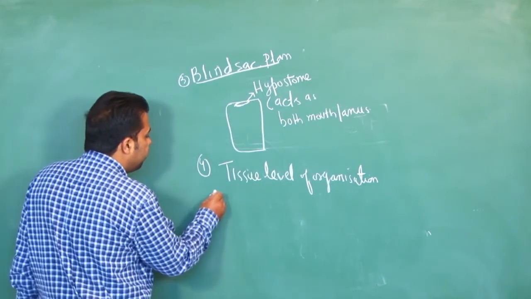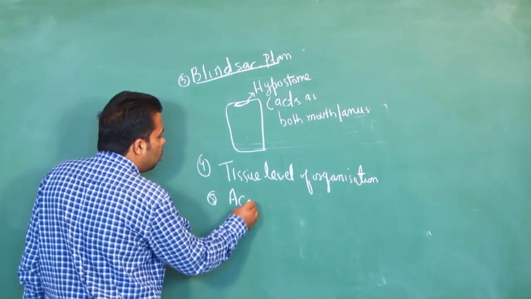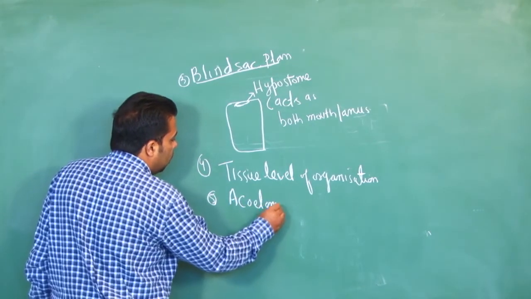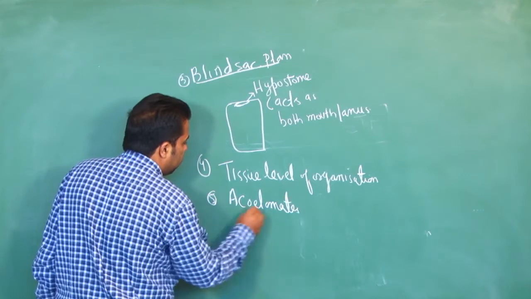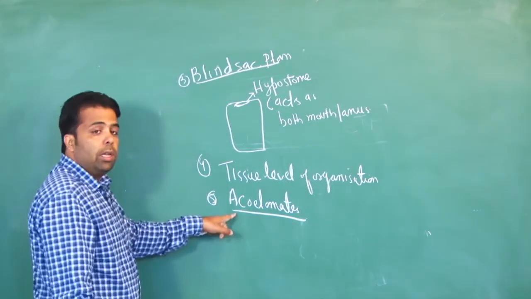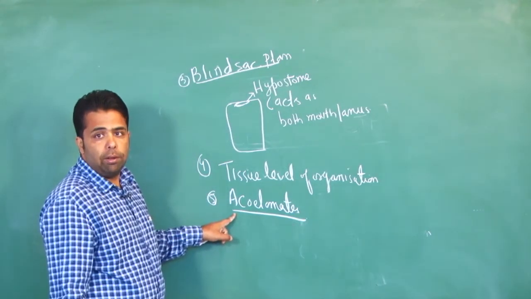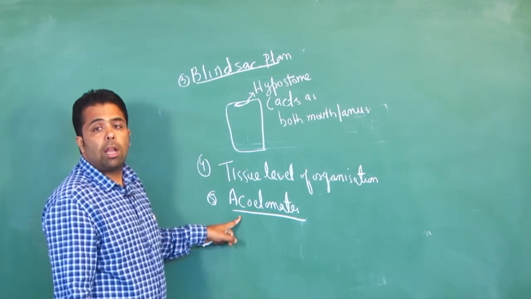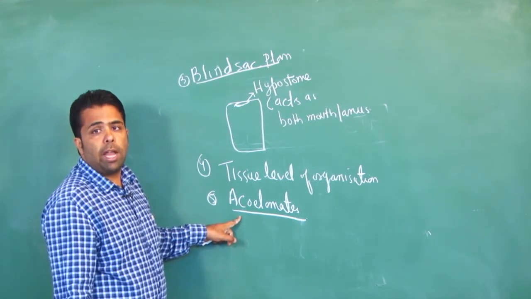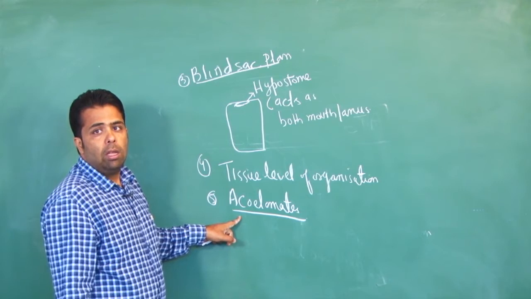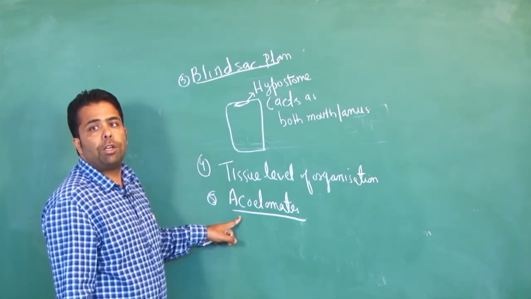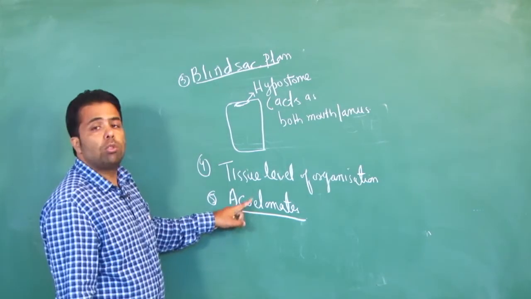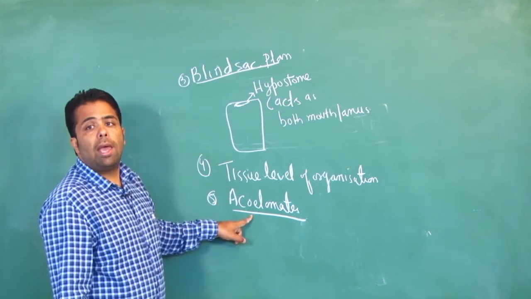Point number 5, they are acoelomates. Since mesoderm is absent here, they are diploblastic. They are having two germ layers, ectoderm and endoderm, and we know that the coelom is originated from mesoderm. Since mesoderm is absent here, they are acoelomates.